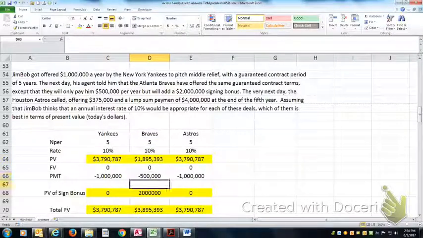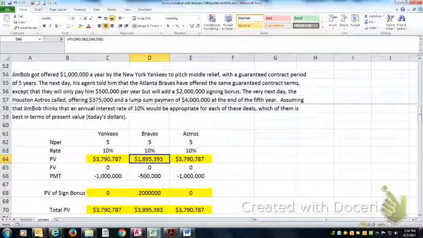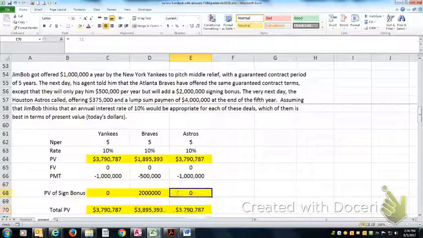So the present value of the 5 payments of $500,000 each, which would have a nominal value of $2.5 million, 500,000 plus 500,000 plus 500,000 plus 500,000 plus 500,000, 5 equal payments. That's the same as having $1.895 million today. Add that to the $2 million signing bonus, the total present value is $3,895,000, which makes it a better deal than the Yankees deal so far, but let's see what the Astros have to offer.